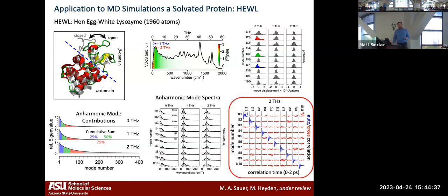That's kind of nice. What you can also look at is how these vibration modes are exchanging energy with each other, which in the harmonic picture shouldn't work.